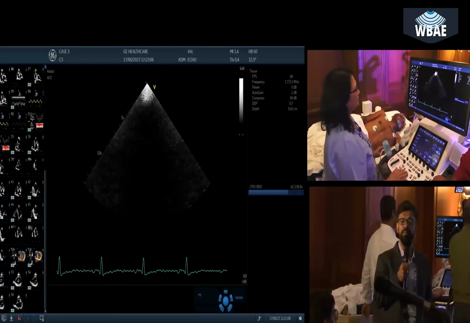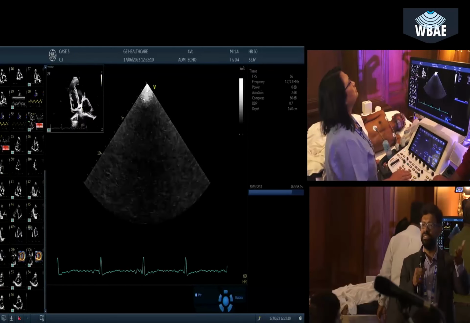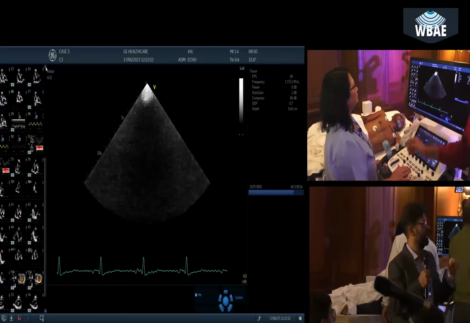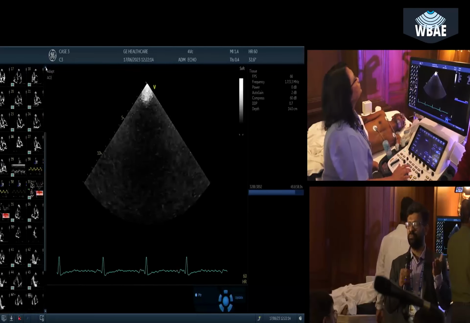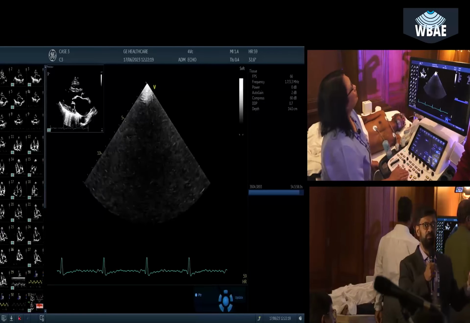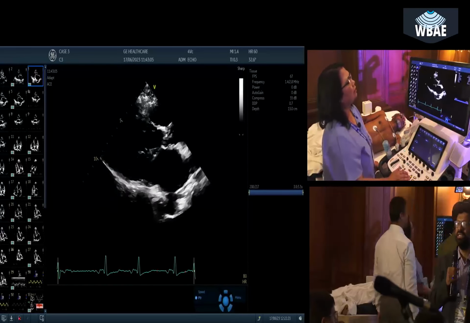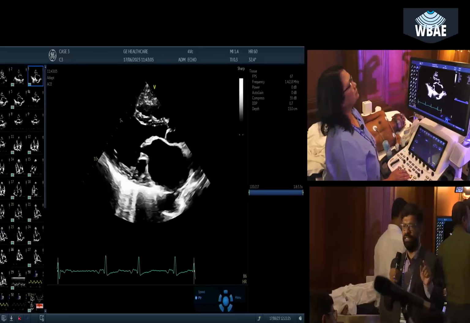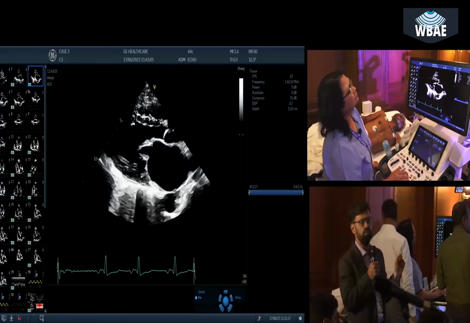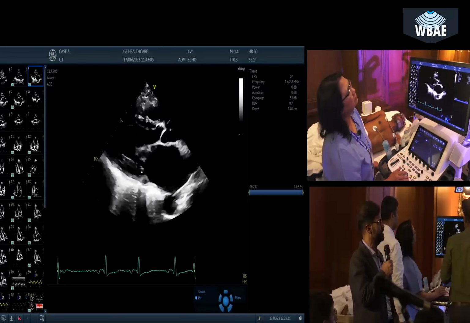So the normal mitral valve area is 4 to 6 centimeters square. Anything less than 4 or more than 2.5 is mild. Anything less than 1.5 is severe now. So there is nothing called less than 1. Anything less than 1.5 is severe. Anything between 1.5 to 2.5 is moderate.